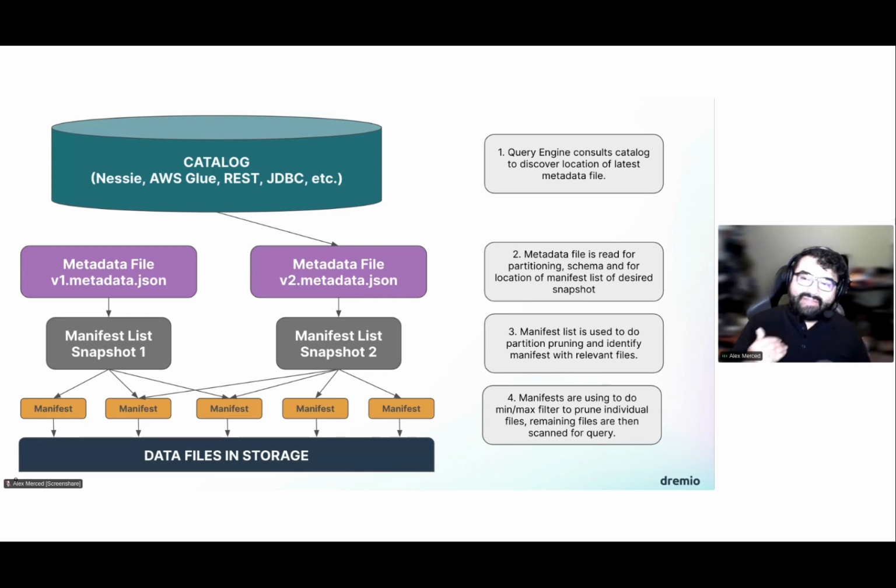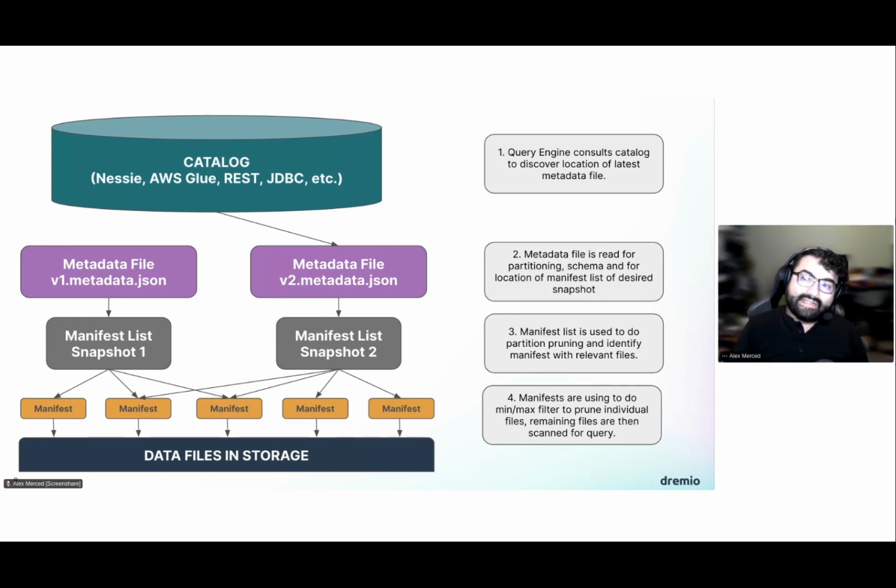And the cool thing about the manifest list is that we're rolling up those statistics. Those individual record level statistics in the Parquet files are rolled up into a manifest. So you have the stats for each file, but then all the stats for each file in the manifest get rolled up into manifest level statistics that are stored in the manifest list.